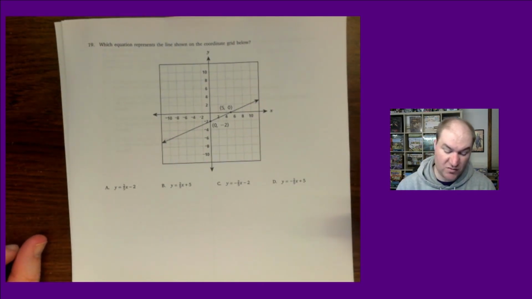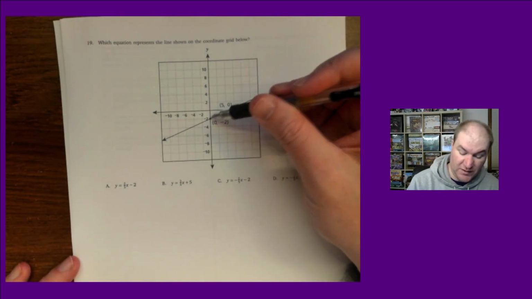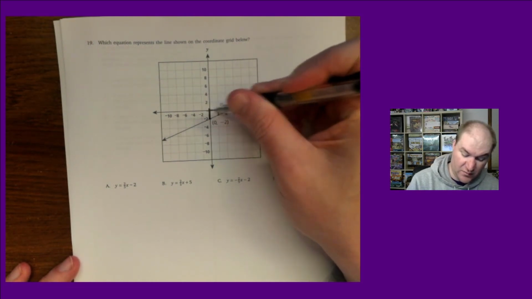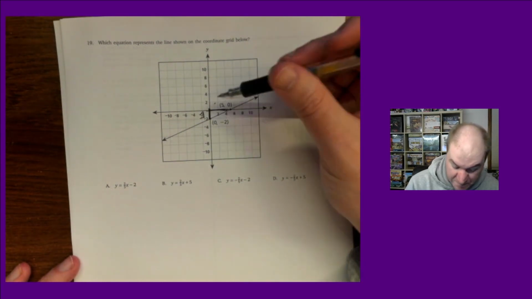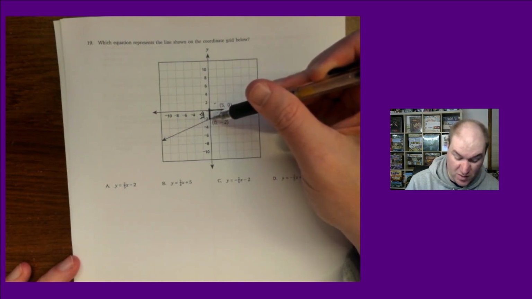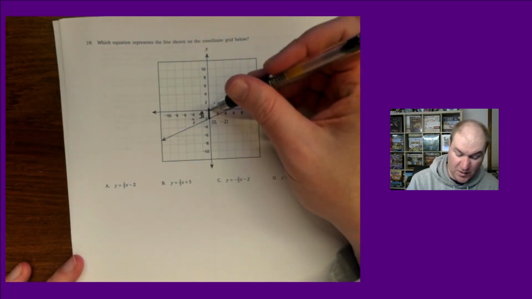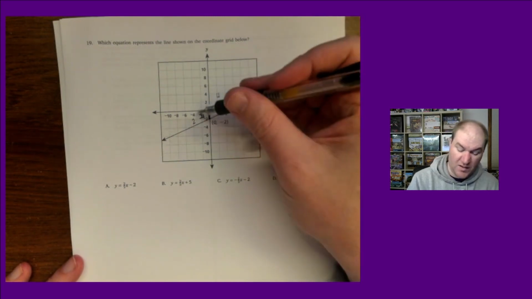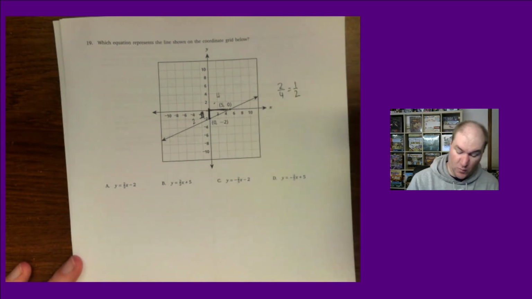Number 19, which equation represents the line shown on the coordinate grid below? They were nice enough to give us 2 points here, so I can calculate my slope, which is rise over run. My slope is up 1 and over, my slope is actually up 2, right? Because this is a -2 right there. So even though it's only 1 square, they went up 2. And going right is actually 4, right? It's only 2 squares, but it's actually over 4. So my rise is 2 and my run is 4. That would reduce to 1/2. So my slope is 1/2.